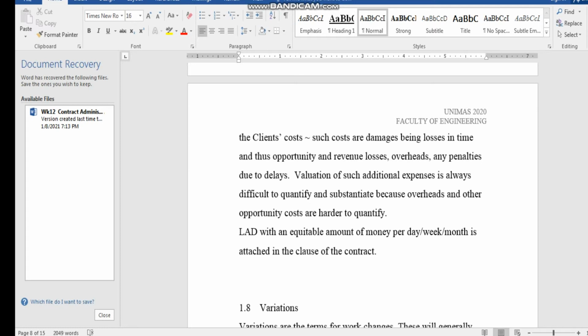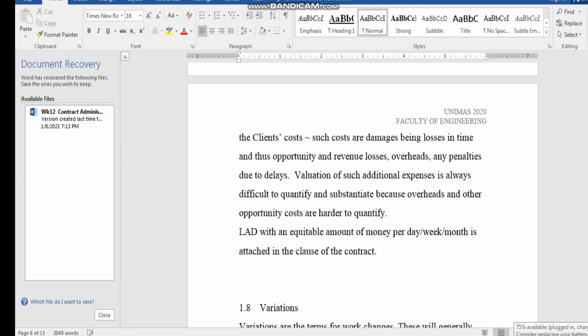So the valuation of this additional cost is always very difficult to quantify, but it has to be quantified properly. Okay, because it has to deal with a lot of overheads and a lot of opportunity cost. Rental, usually it's rental, overheads, and penalty losses, revenue losses, and all that. That will be part of the LAD.